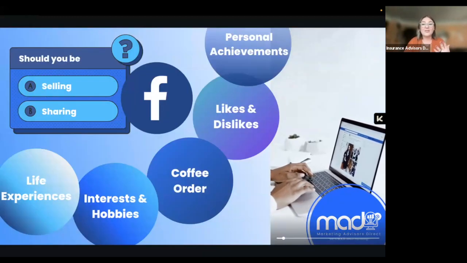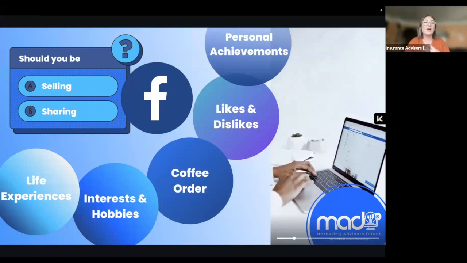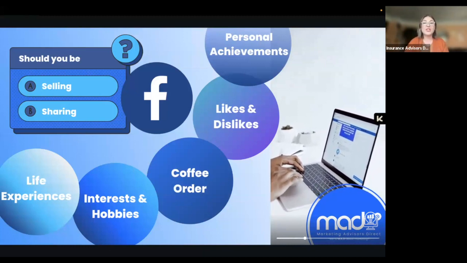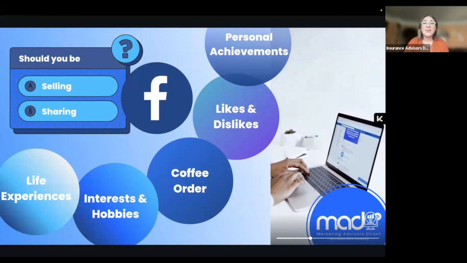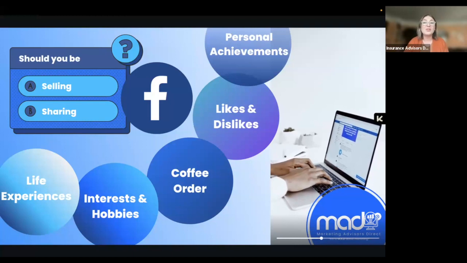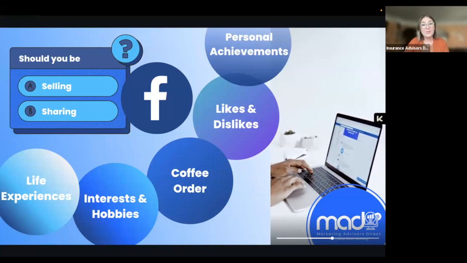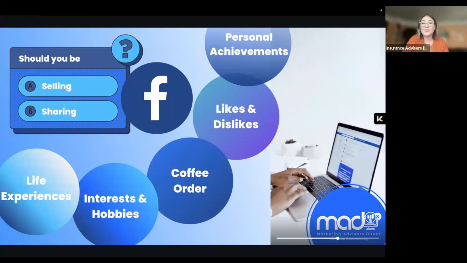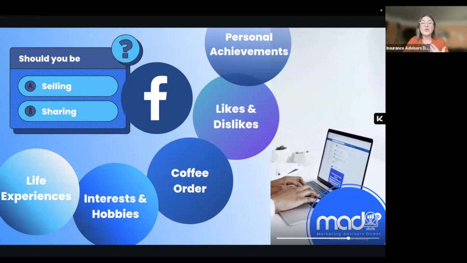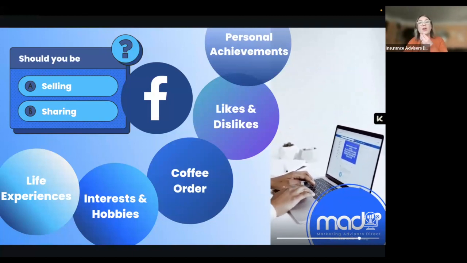When you are in Facebook groups and you are using them as a means of showcasing your personal brand, you are not selling, you are sharing. You are sharing your life experiences, your interests and hobbies, your coffee order, something as simple as that. You're sharing your likes and your dislikes, maybe even your personal achievements. You're sharing things about yourself and your life with people online, because that's what Facebook is for. It's to be social, and to share things about yourself, because you want people to get to know you as a person before they get to know who you are as a business owner.